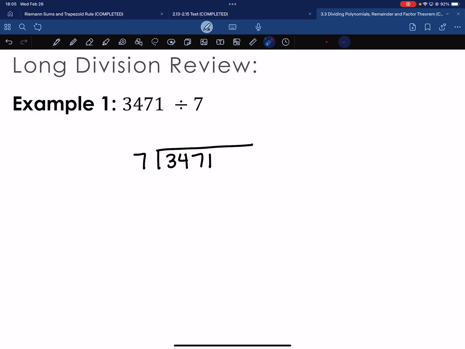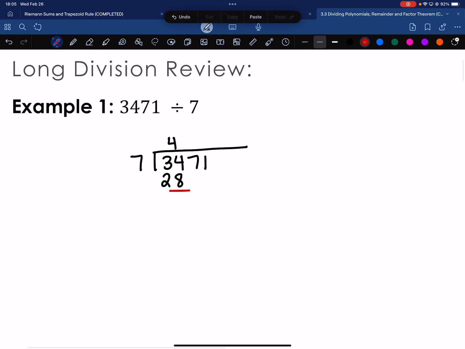What we want to do is figure out how many times 7 goes into 34. It would be 4 times. And then you multiply 4 times 7 to get 28. That's how I learned how to do long division. And then from here you subtract: 34 minus 28.